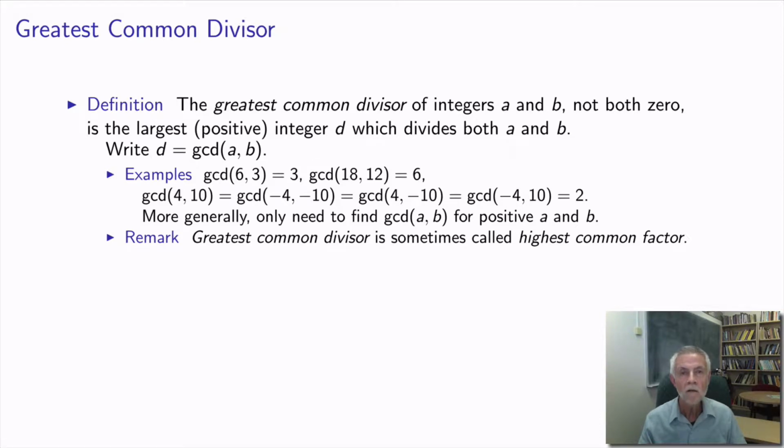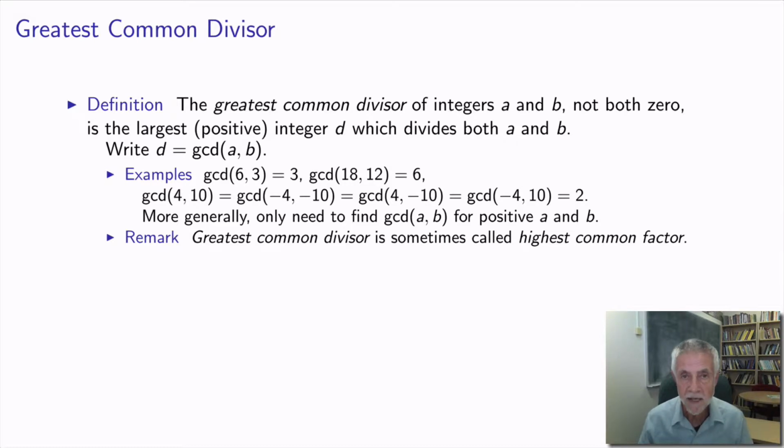So the greatest common divisor of two integers a and b is simply the largest positive integer which divides both of them. And we need to assume that a and b are not both 0, because if a and b were 0, then every integer would divide them. So at least one of them is required not to be 0. And then we write d is equal to GCD of a and b.